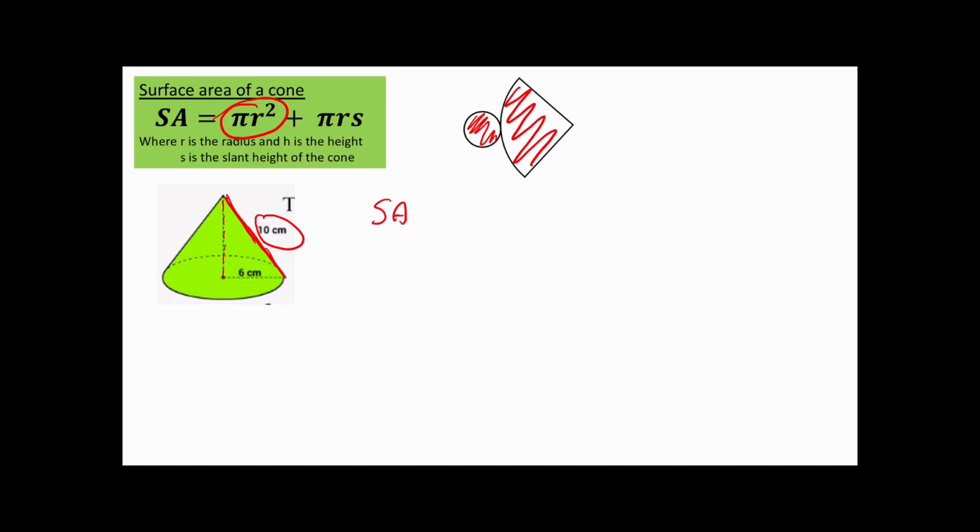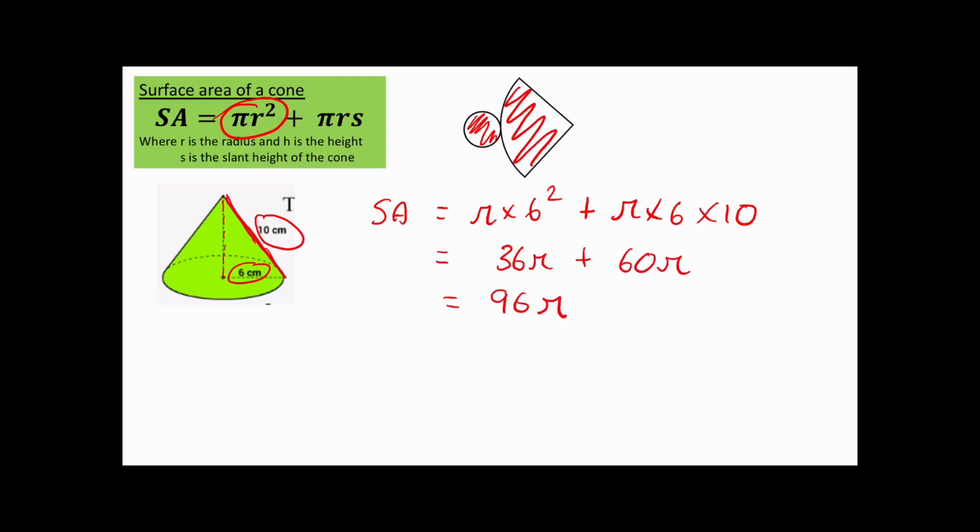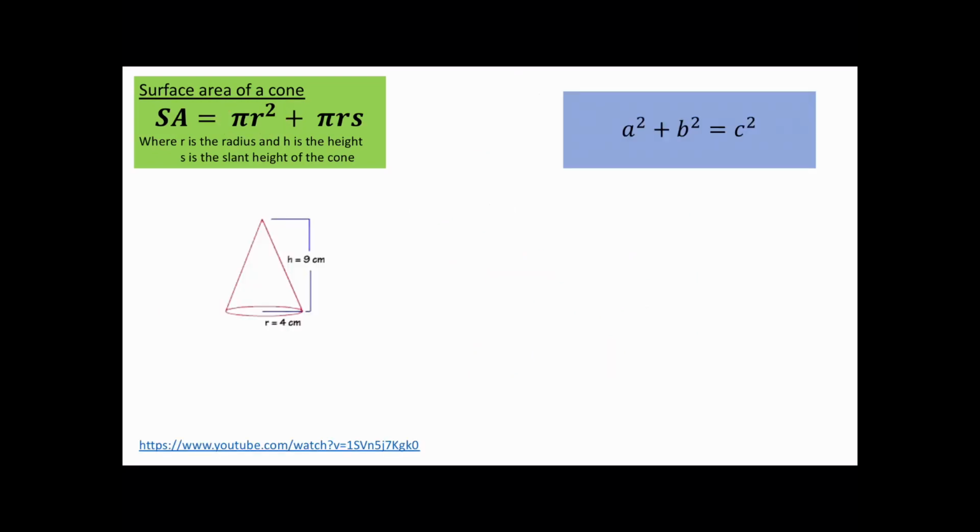So for this particular example, I can go ahead and put in my 6 for my radius and my 10 for my slant height, and I'll end up with 36 pi plus 60 pi, which is 96 pi for my exact answer, centimeters squared, or 301.59 centimeters squared for my approximate. And I should draw these curvy lines approximately equal to.